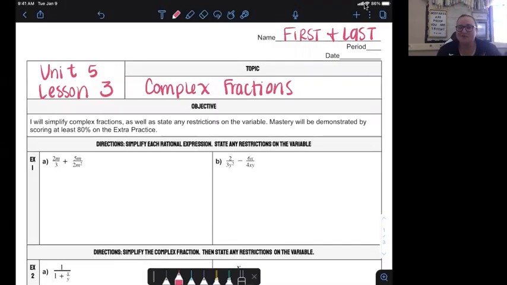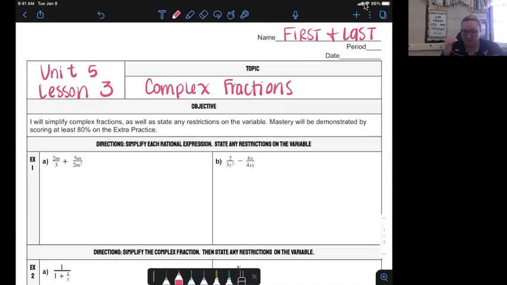So today we're going to be jumping into Unit 5, Lesson 3. Our main topic is complex fractions. Don't forget to put your first and last name, period, and the date in the upper right-hand corner of your paper. Our objective today is I will simplify complex fractions as well as state any restrictions on the variable. Mastery will be demonstrated by scoring at least 80% on the extra practice.